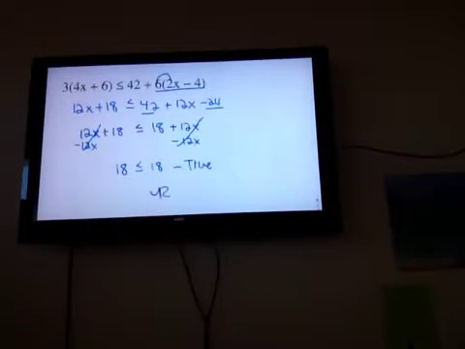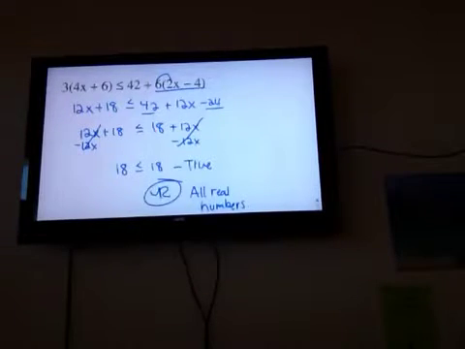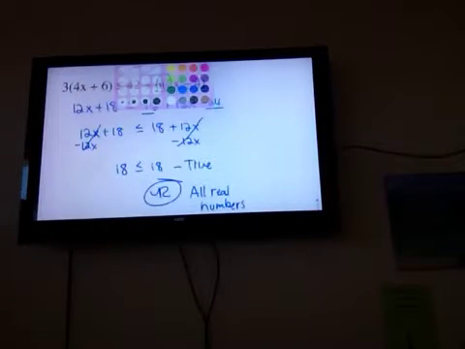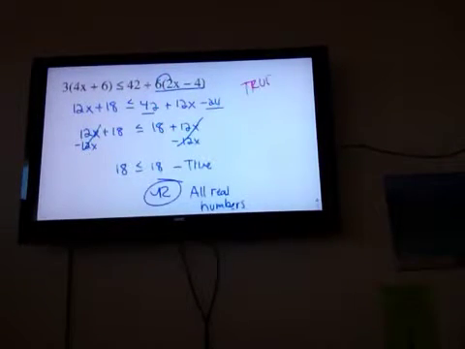Our answer then is all real numbers, which you could just write as capital R, like we did with equations. We did this already. What's my answer if it's false? What's my answer if it's a false statement? Do you remember? We did it. Will? No solution. It is no solution, which is just our circle with the line through it. All right. So we did these kind with equations too. It's just been a while.